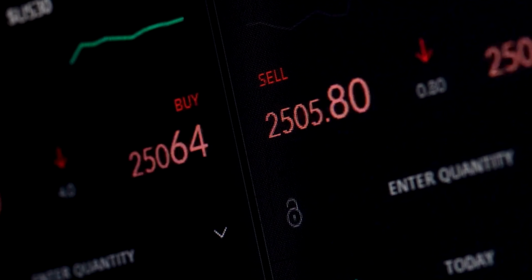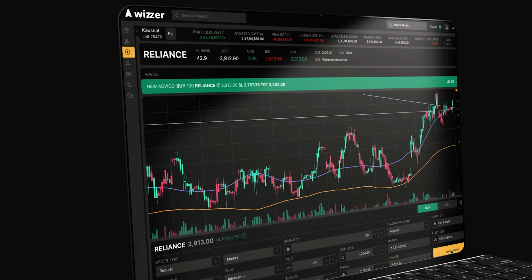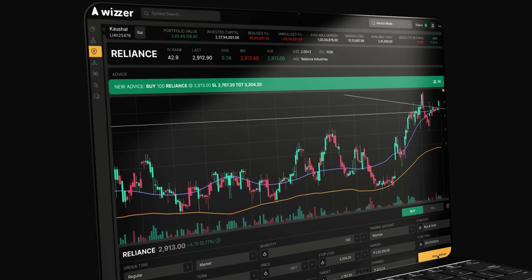In the fast-paced world of trading, Wizzer is built to scale seamlessly. We have engineered our platform using distributed architecture so that we can add more capacity when the volume surges and we can scale down our capacity whenever the volume goes down.